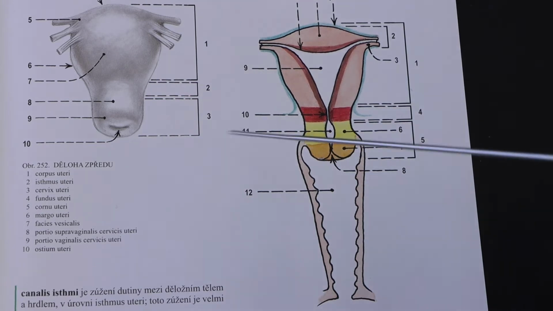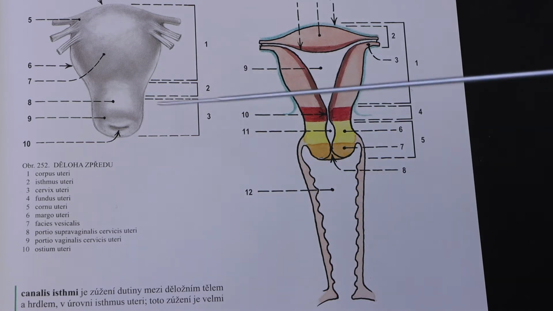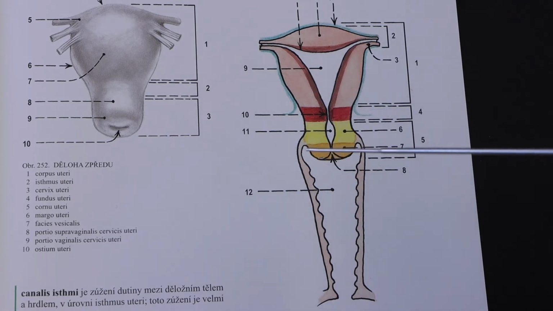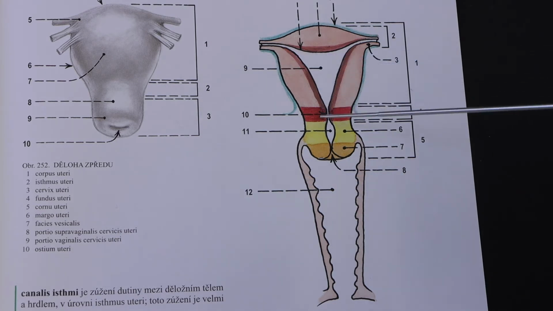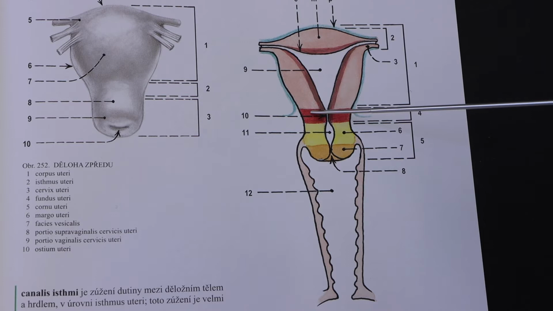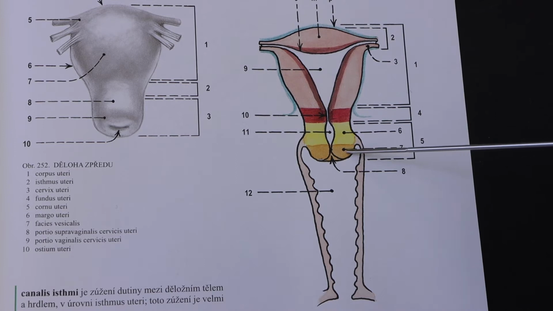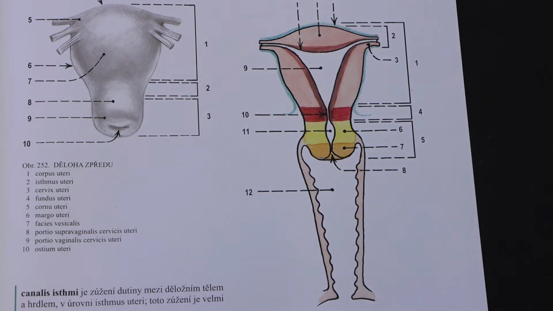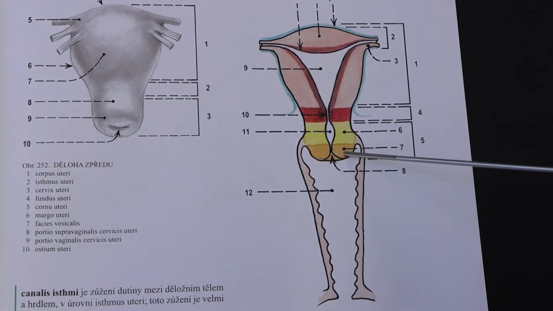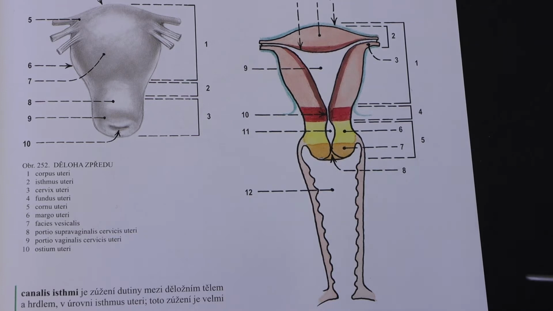The cervix in a nullipara, a person who has not had a delivery, is usually cylindrical in the supravaginal part, and the vaginal portion is usually conical. But after birth, in a multipara, a female who has already delivered a baby, both the supravaginal and the vaginal portions of the cervix look cylindrical.